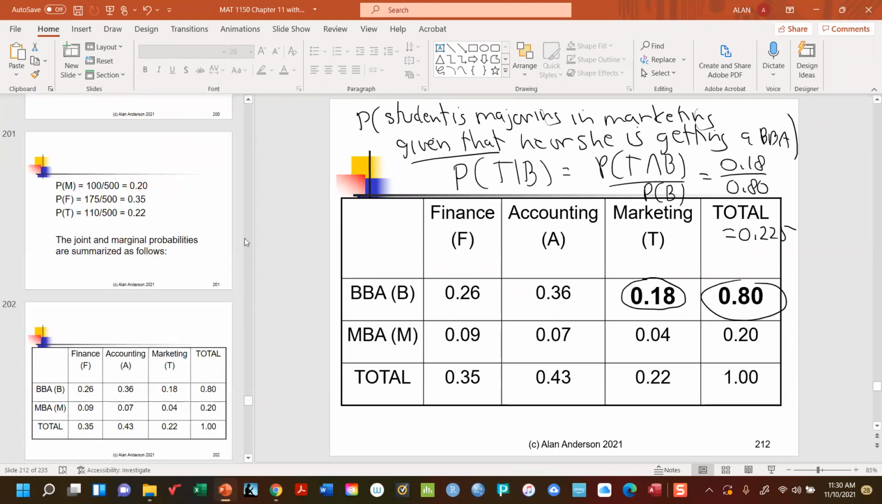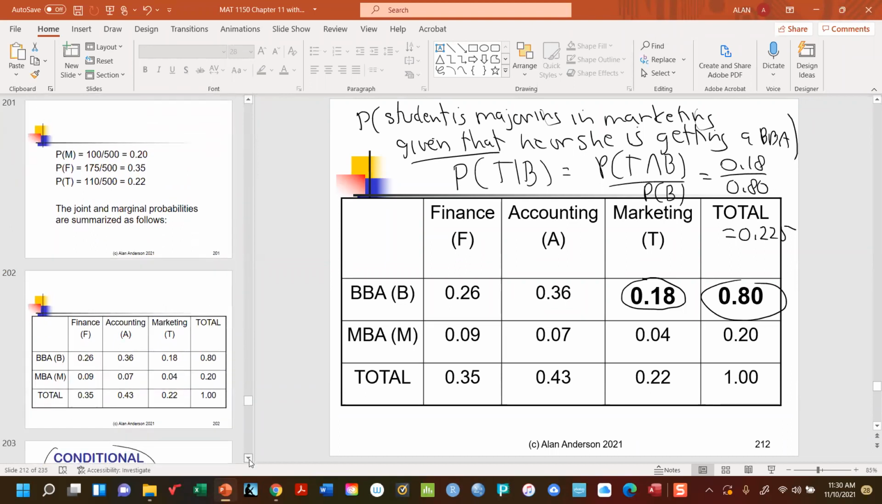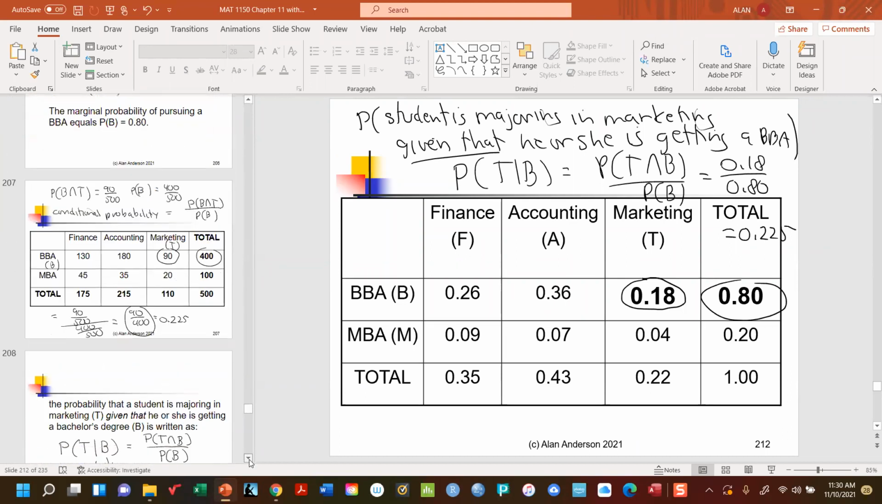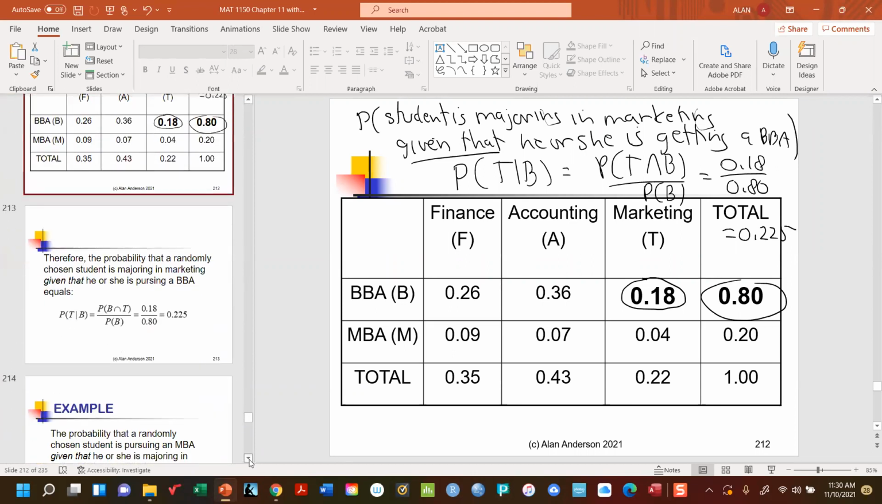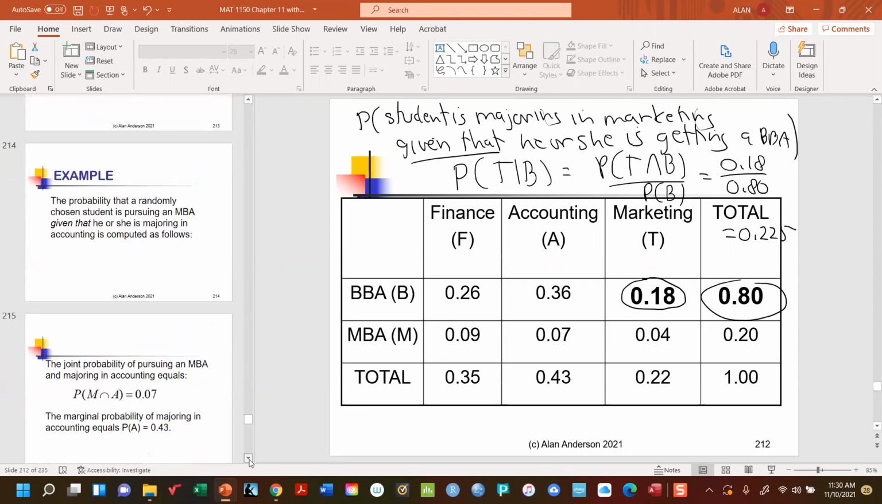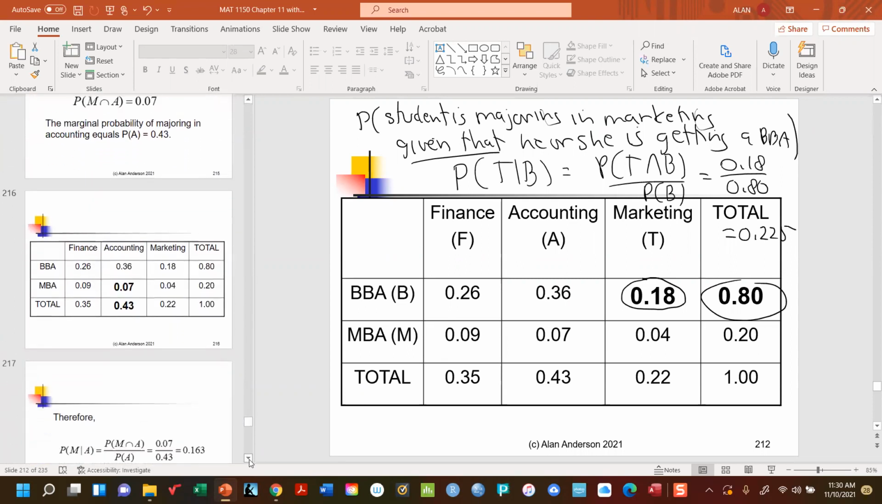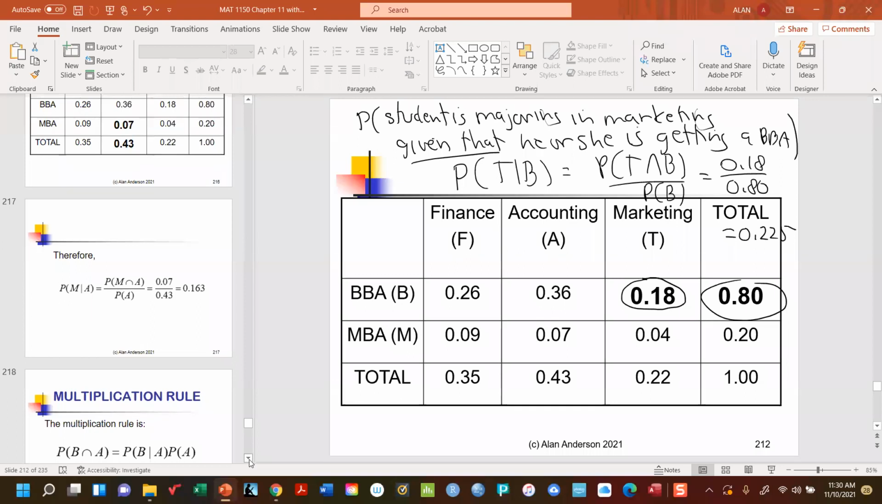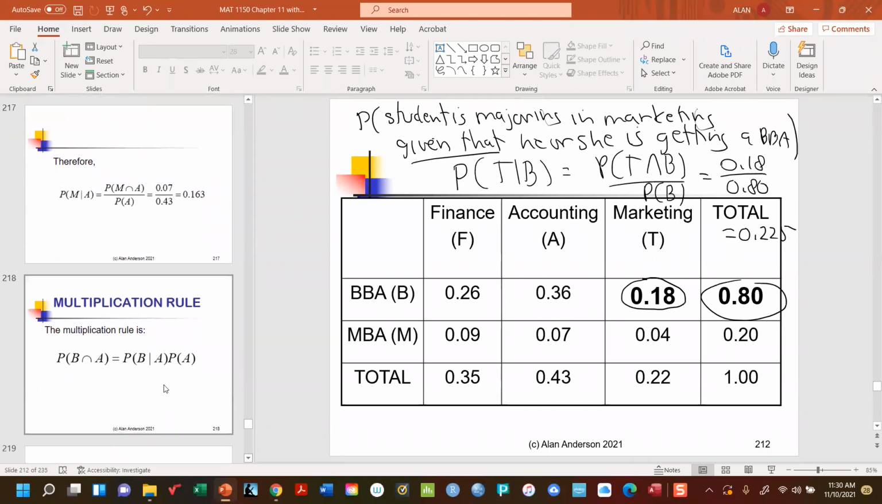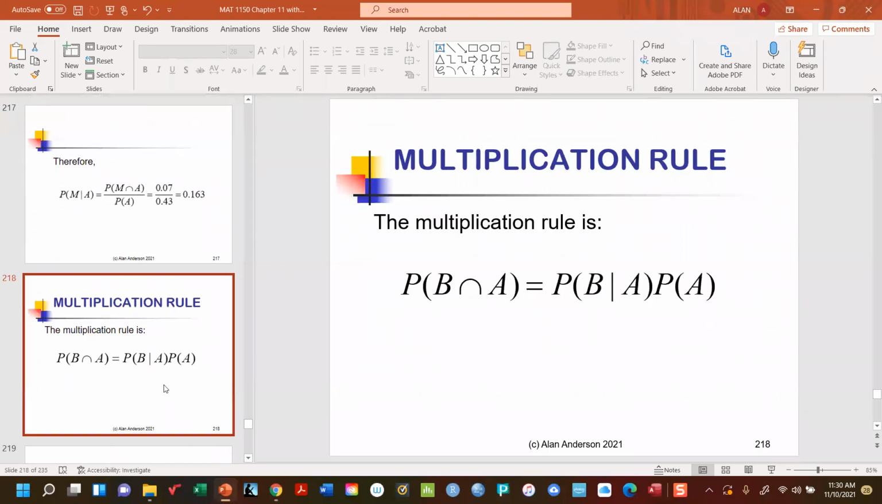All right, okay, now, with all of that in place, we finally can use the multiplication rule. So let me just show it to you. It's written in two different ways, two equivalent ways. Here's the first version.